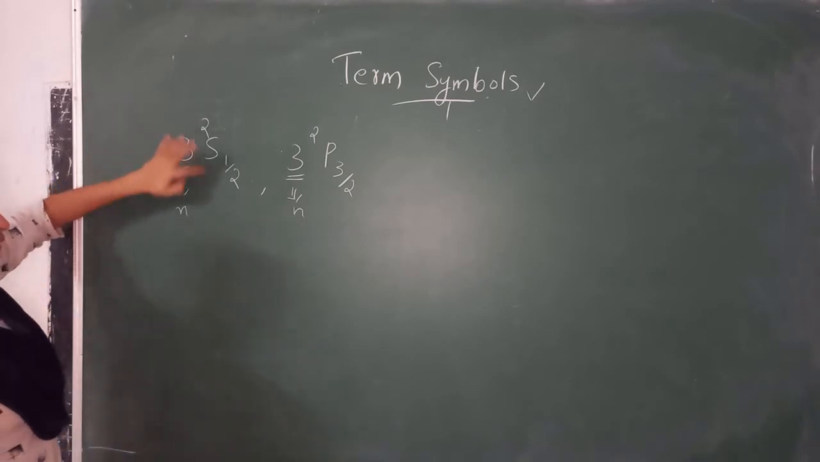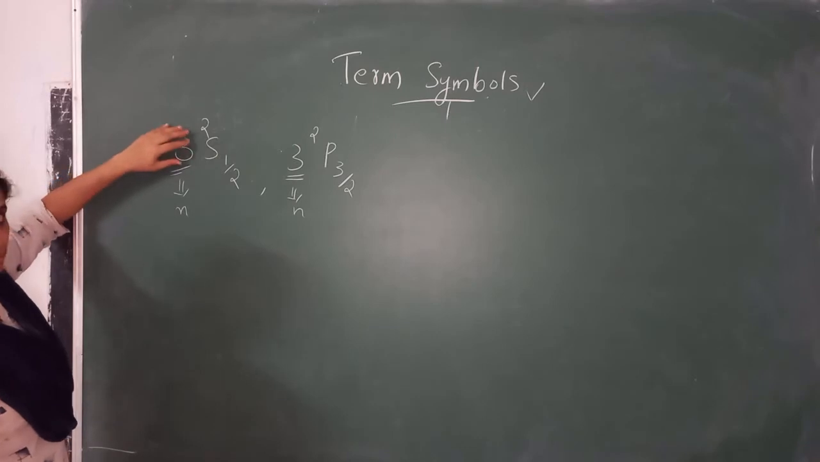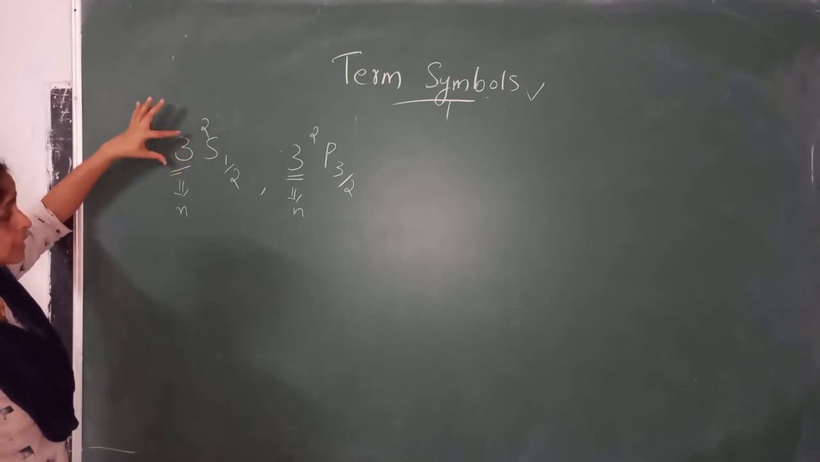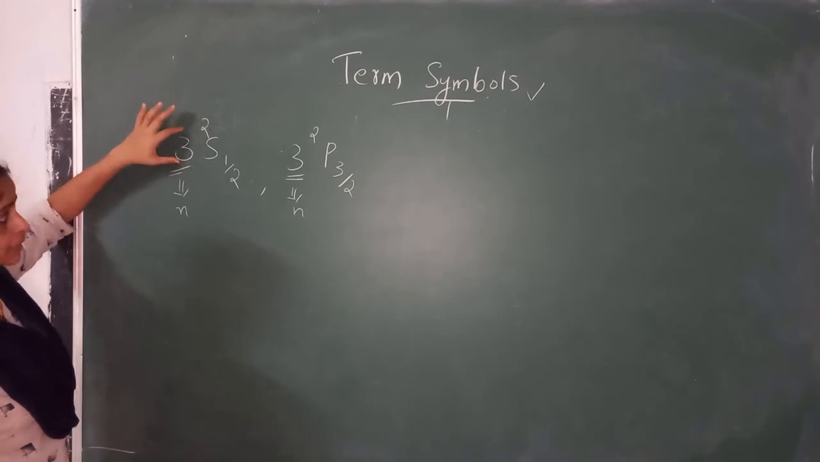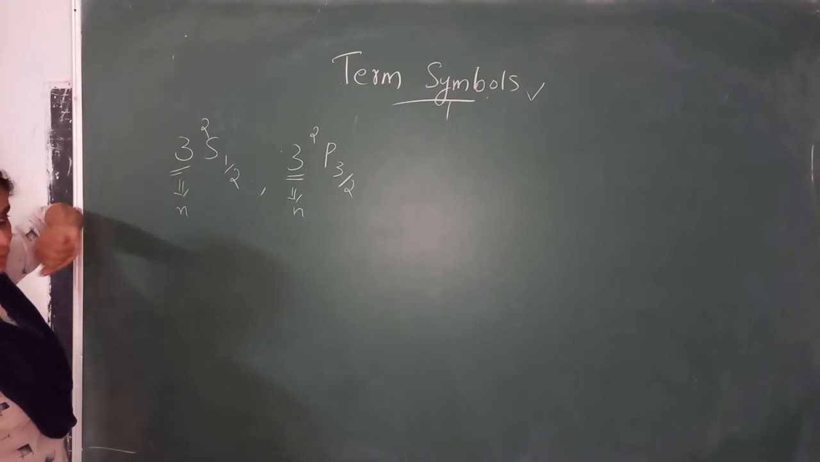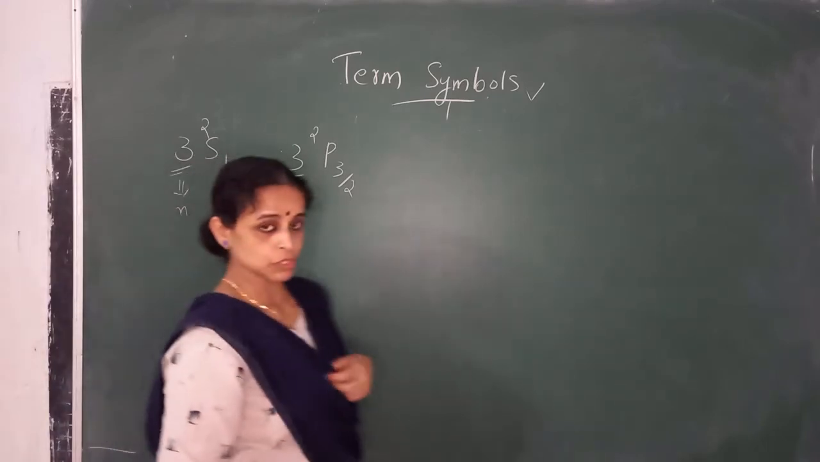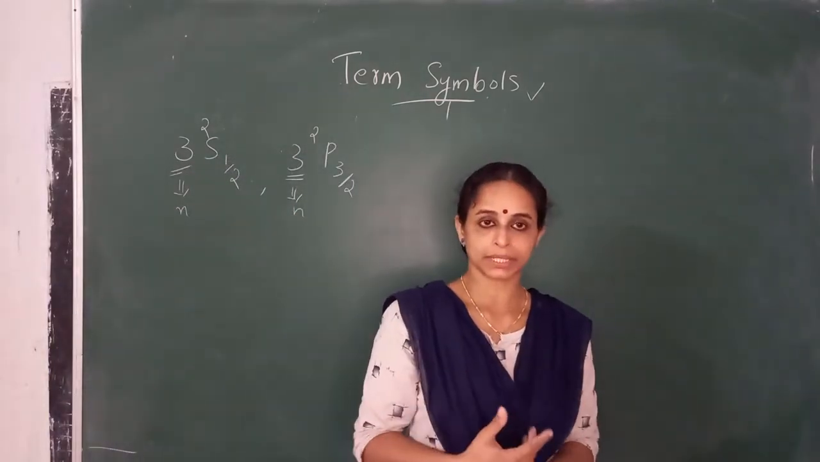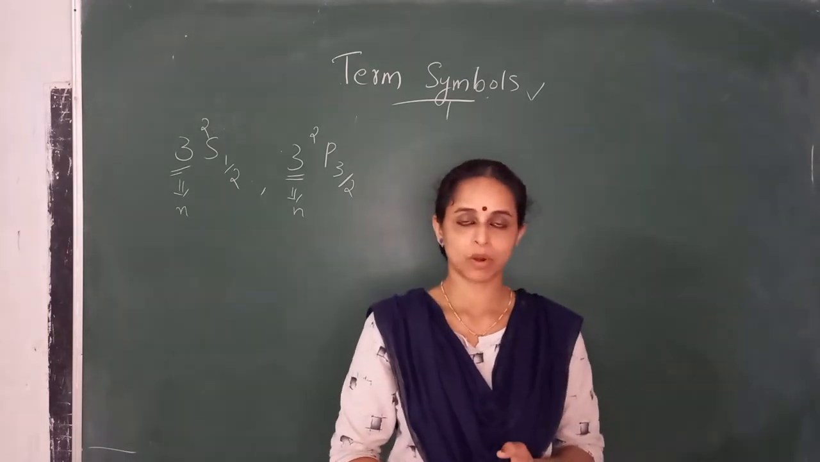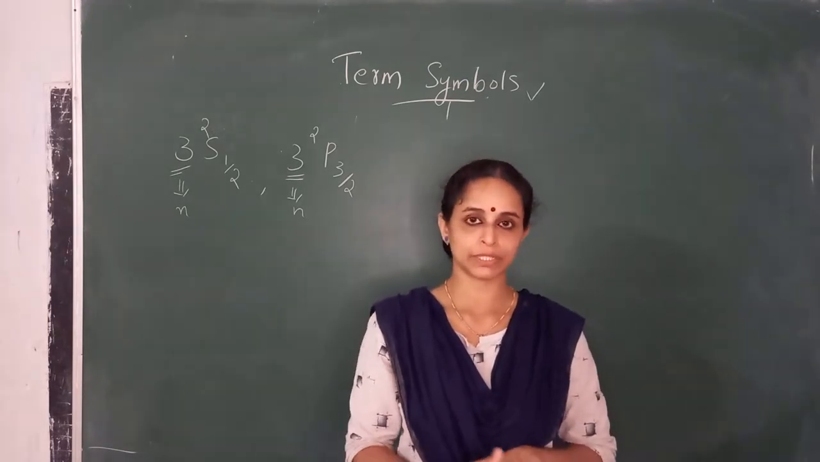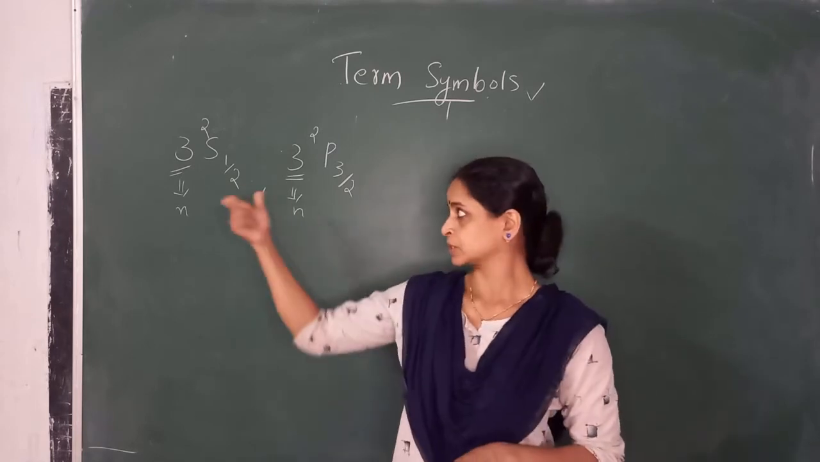So this is the term symbol. Again, in some notations, in some books, you can see that the particular principal quantum number is also added, something like 3 2S 1/2. So we have to find the possible quantum numbers n, l, j, etc. for this particular state.